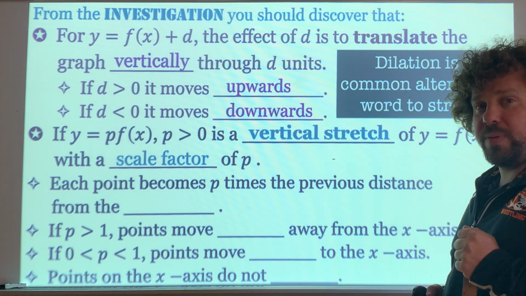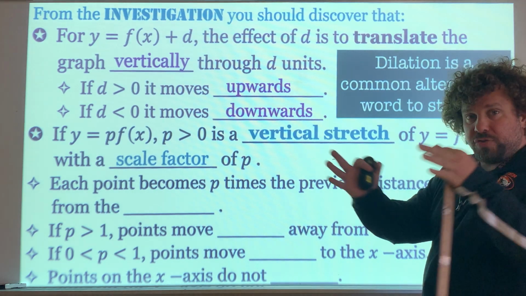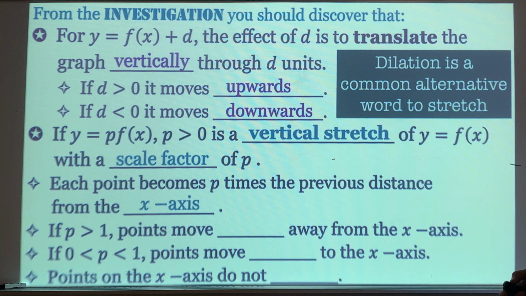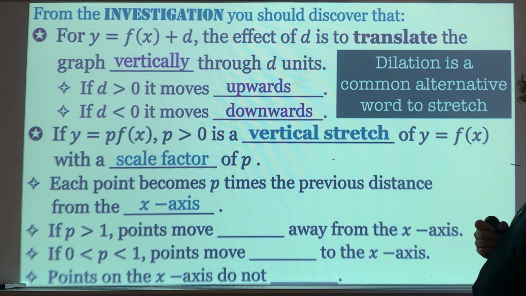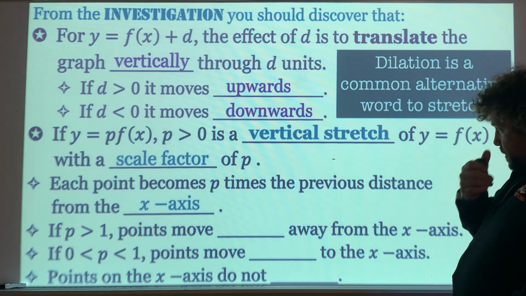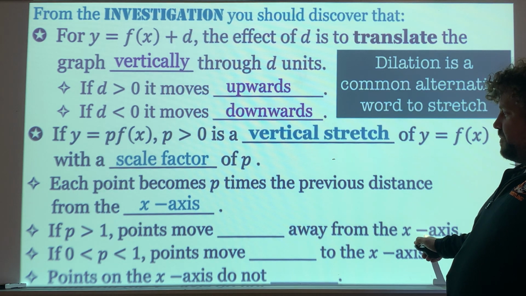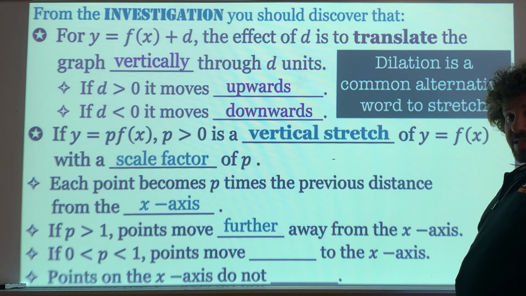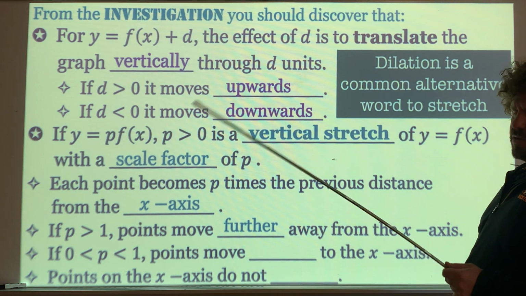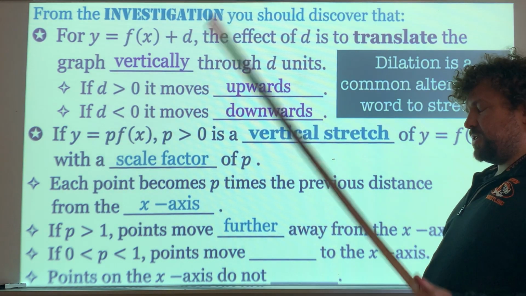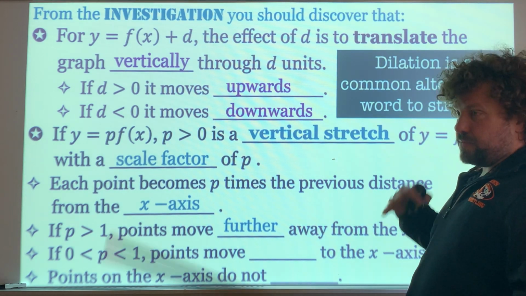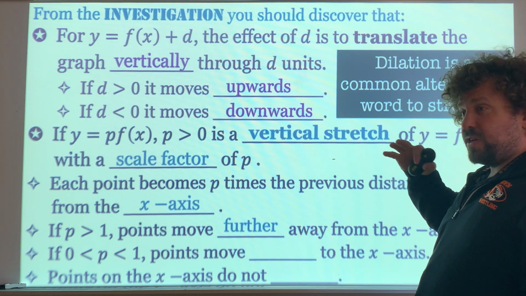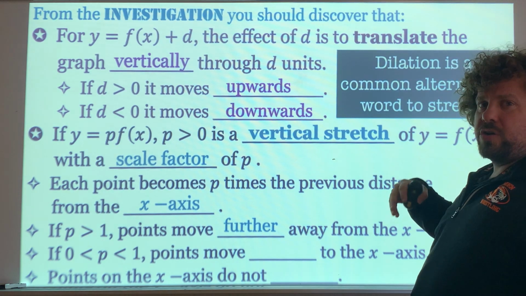What do you think happens if p is less than 1? Your figure shrinks. Each point becomes p times the previous distance from the x-axis. Okay, so that's just shrinking it vertically. If p is greater than 1, the points move further away from the x-axis, as I just said. Oh, sorry, you won't be negative. You can't have negative because your dilation will never be negative. It's always from 0 there. But if it's bigger than 1, you can think of 1 as like 100%. You're going to get larger.